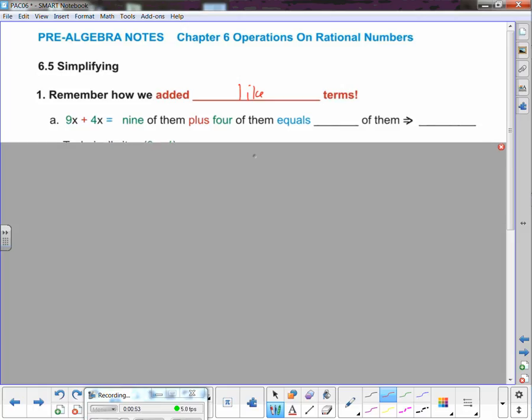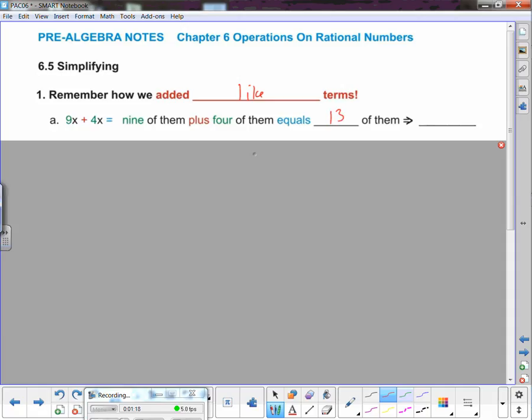Remember how we added like terms. All right, so something like this, 9x plus 4x. And remember, the concept is this. The things are x's. We have 9 of them and 4 more of them, right? So 9 of them plus 4 of them equals 13 of them.